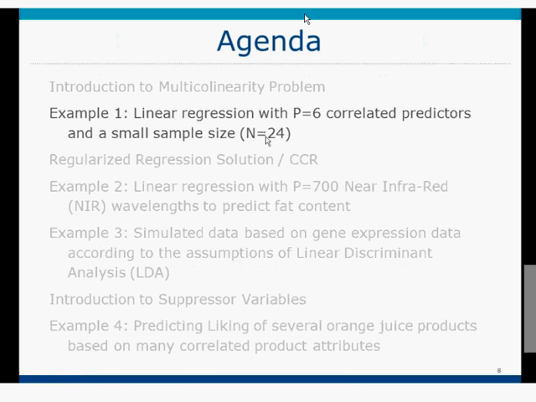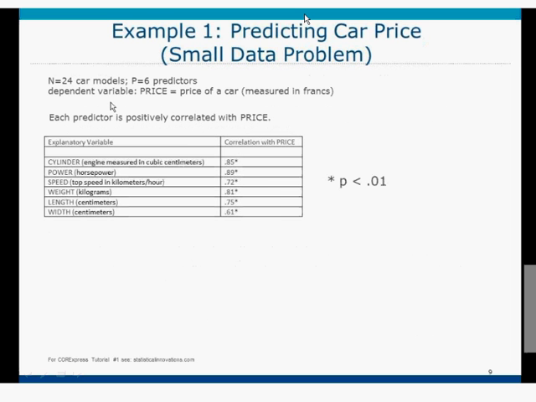Okay, so let's take a simple example. Here we have 6 predictors and a small sample size, 24. So instead of individuals, each case is a car. We have 24 different car models, and we want to predict the selling price of the car. Now here, this is real data. Price is measured in francs. That dates the example. And the 6 predictors are the cylinder, power, speed, weight, length, and width of the car.